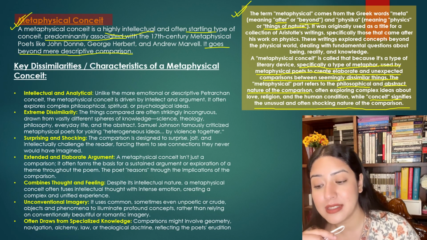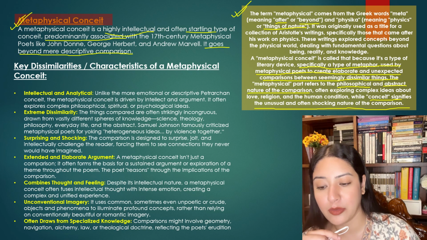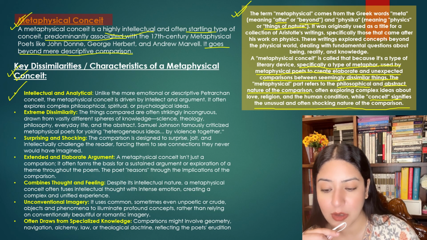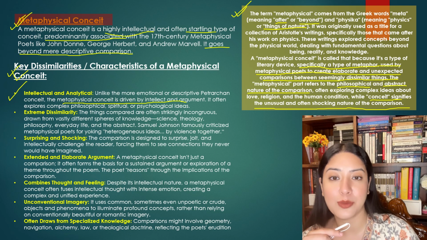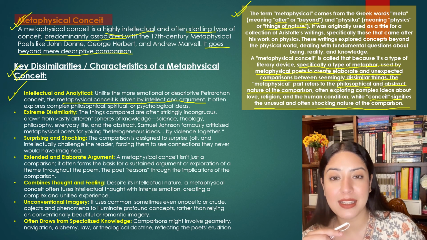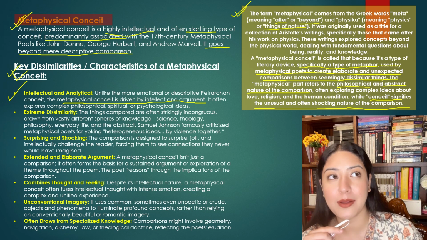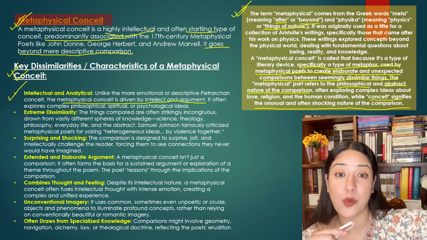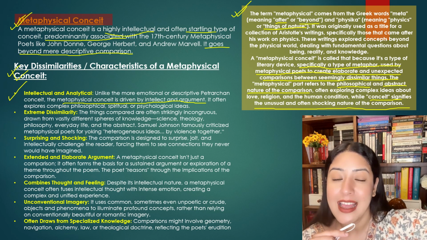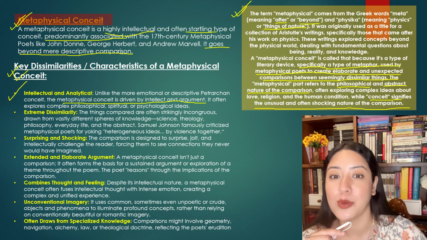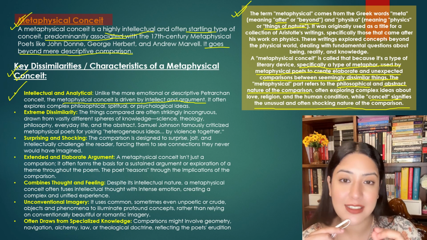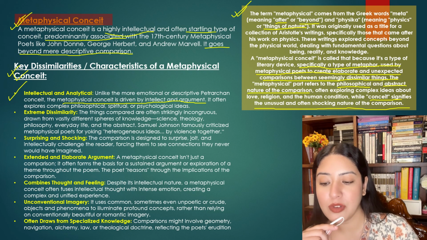So what are the key similarities and dissimilarities of a metaphysical conceit? First, intellectual and analytical. Unlike the more emotional or descriptive Petrarchan conceit, the metaphysical conceit is driven by intellect and argument. When you read The Sun Rising, it's an argument, it's a proposal. He's telling the sun why the sun should not bother him. He's questioning the authority of the sun, saying he's going to do what he and his lover intend to do, even if it means lying in bed the whole day. They're questioning the conventional things in life. Okay, so it is driven by intellect and argument.